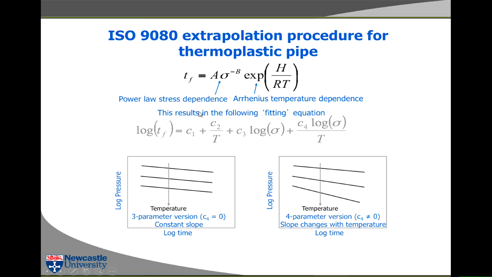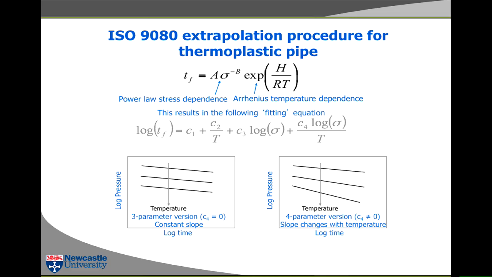If you take logs of this, you'll see that this is what happens. So you take a log of time to failure, it's going to be equal to log of a constant, that's C1, minus a constant times log of the stress, so that's C3. And then this will give you 1 over T, so log of an exponential is just what was there originally, so that relates to the exponential term. And then there's a fourth factor which I've not talked about yet.